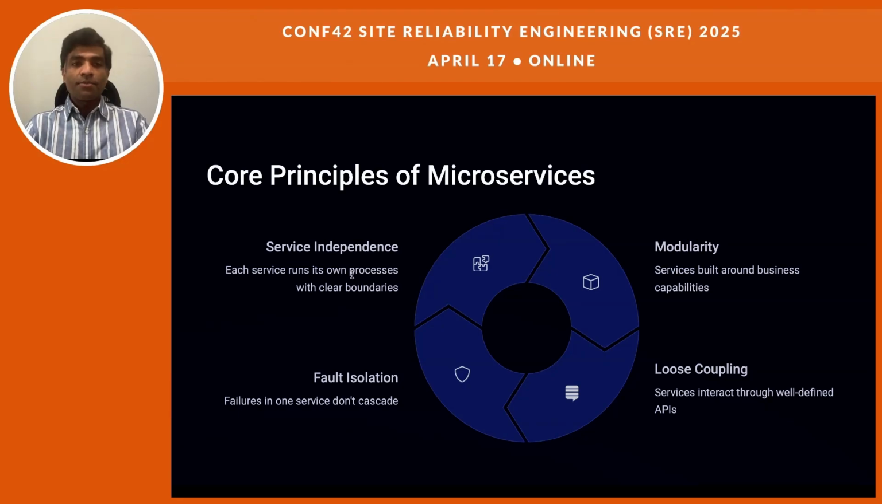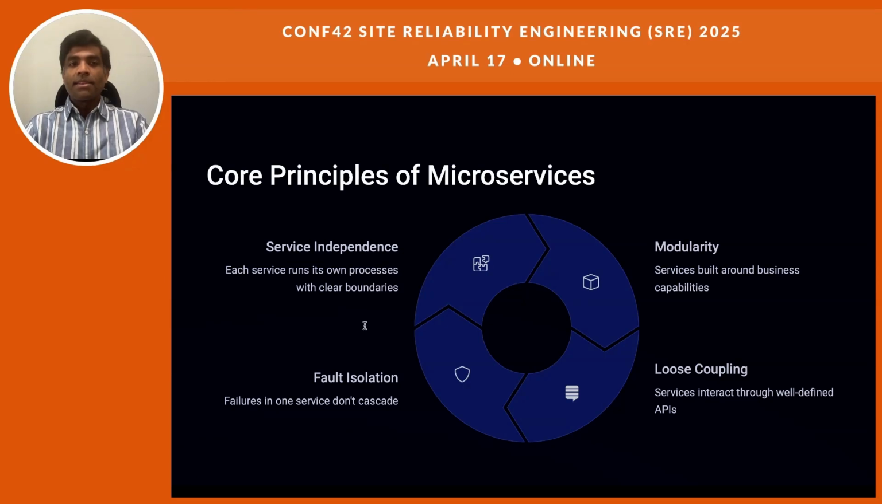At the heart of microservices architecture is the principle of service independence, which means that each microservice is designed to run as a self-contained unit, managing its own processes and maintaining clear boundaries from other services. This separation enables teams to develop, test, and deploy individual services without interfering with others.